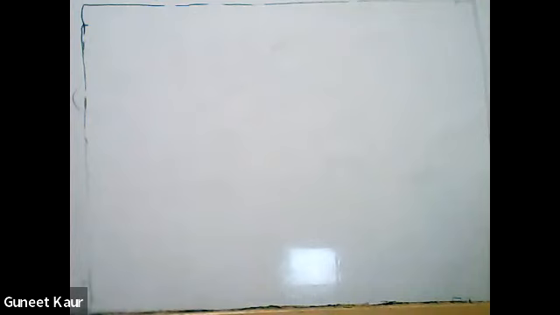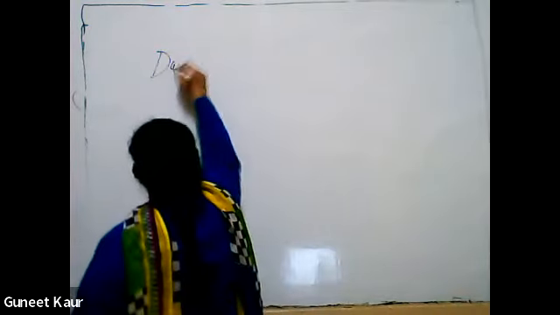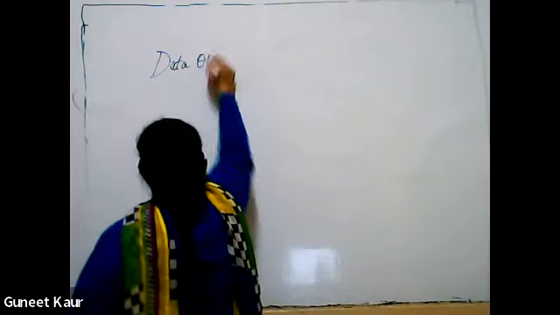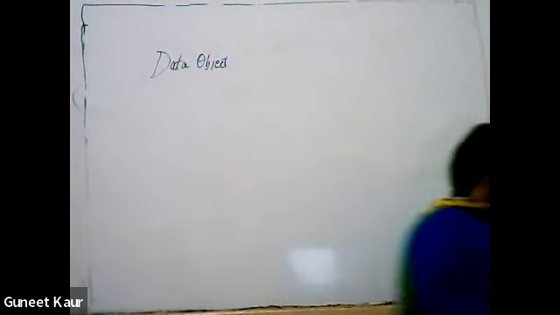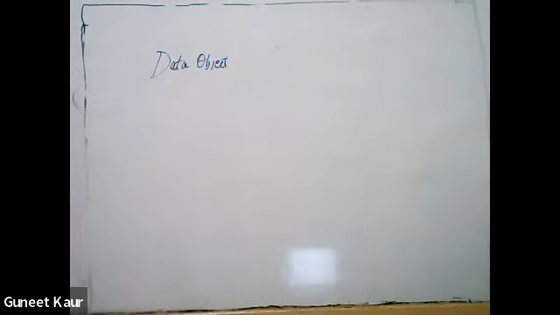Good morning, students. Today I am going to explain the next topic in your VLSI subject, which is the data object. Okay, so data object. Actually, the data object is a named item in a VHDL model that has a value of a specified type.